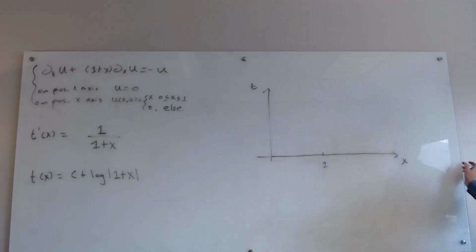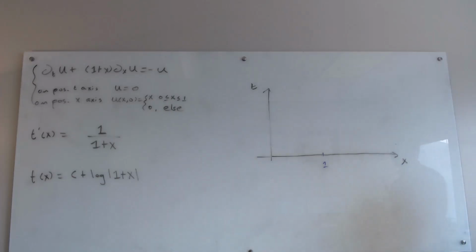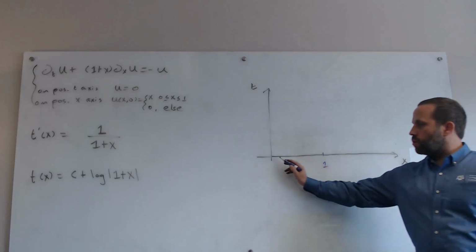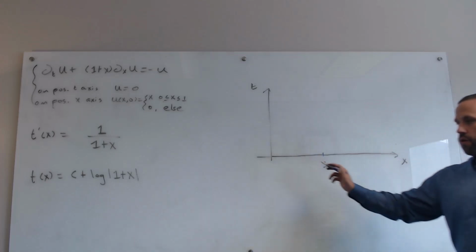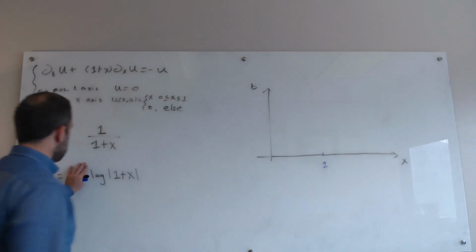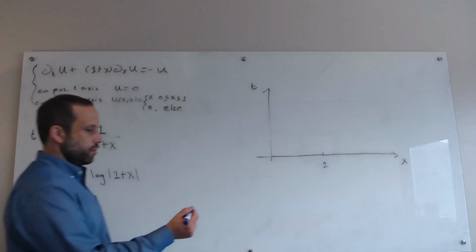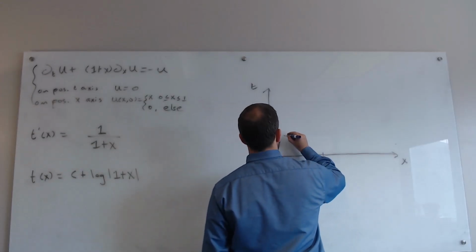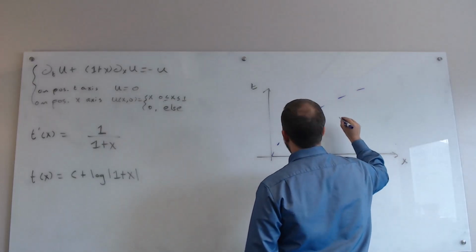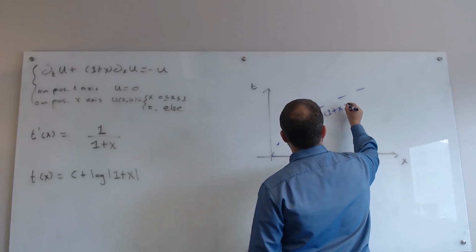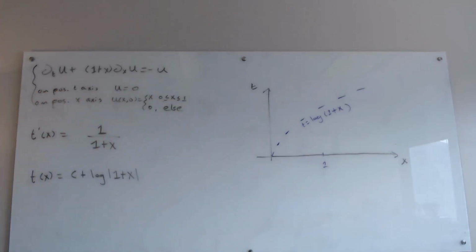Okay. So if I think about c equals 0, I have t of x equals log of 1 plus x. When x equals 0, t of x is equal to log of 1, so it's going to be 0. So if I take c equals 0, then this function is going to cross the x-axis when x is equal to 0. So we're going to have something like this. I'm going to draw with a dashed purple line. This is t is equal to log of 1 plus x. I only care about x positive, so 1 plus x is always going to be positive.